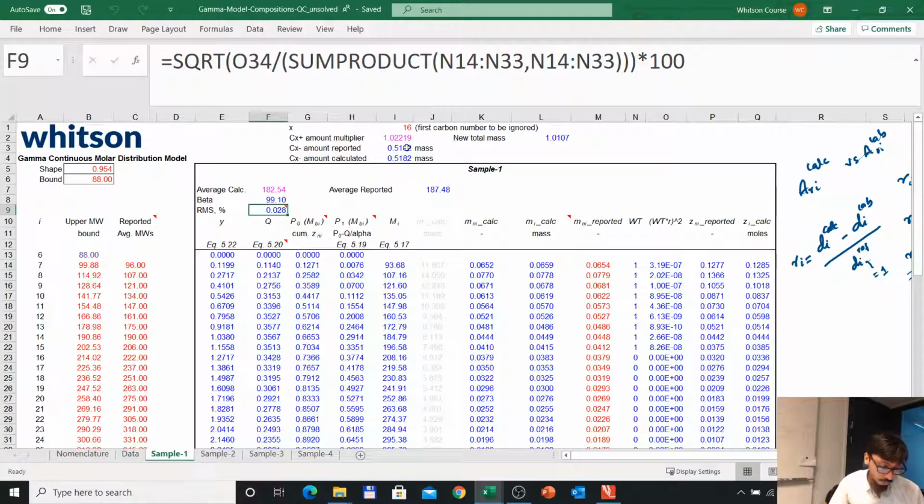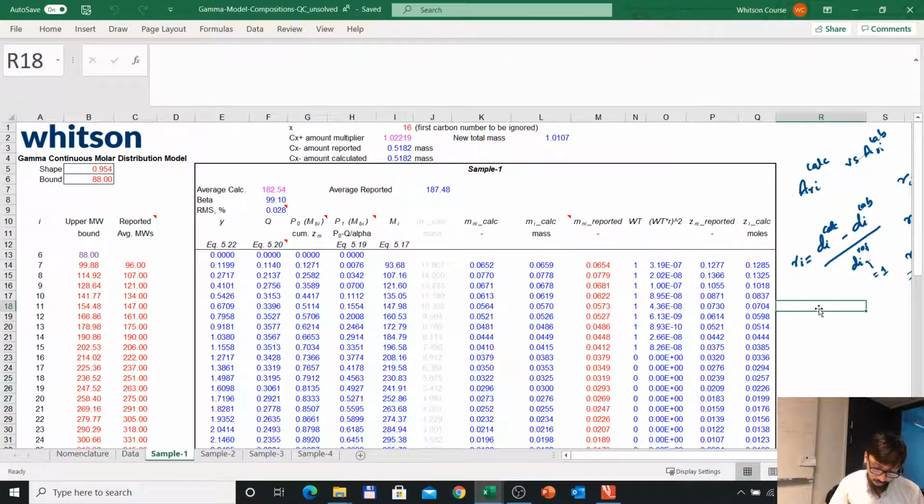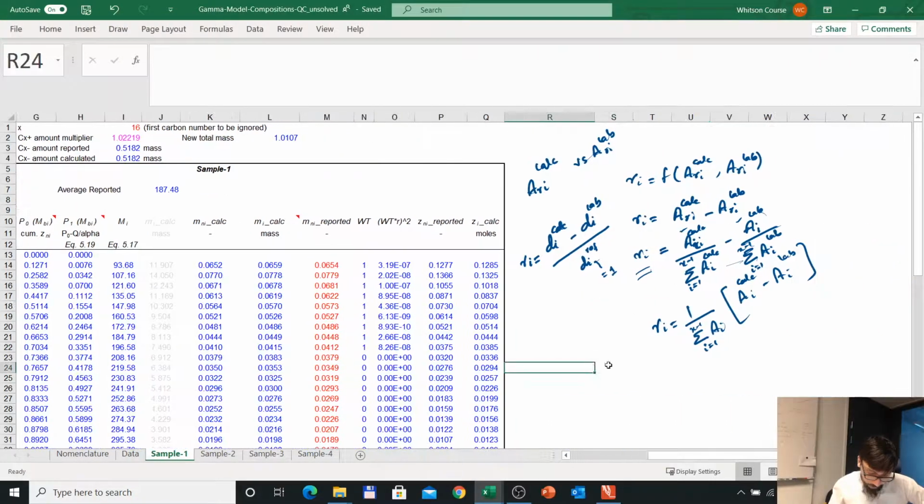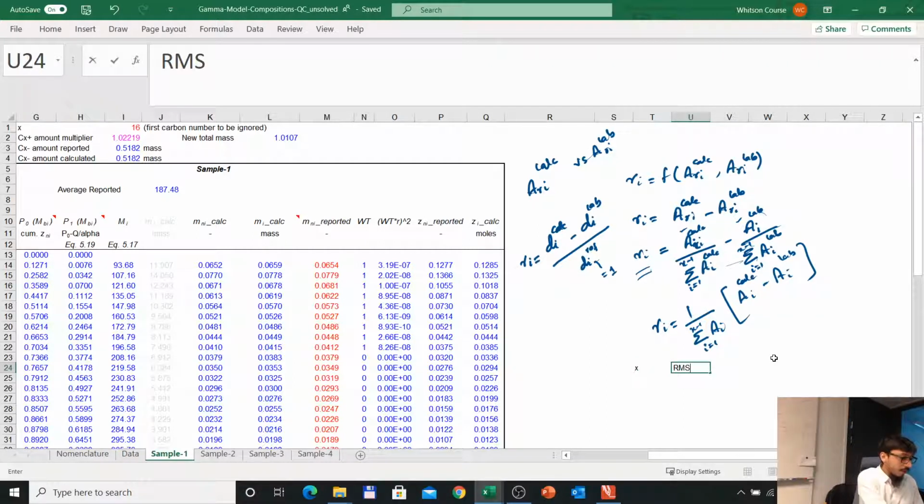But what we should be doing is, for each x value, you need to note down the RMS, and you also need to note down the MT calculated value, the new total mass. So for 16, we have 0.028 RMS, and the calculated mass is 1.0107.